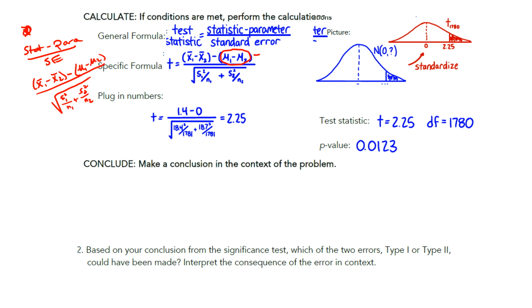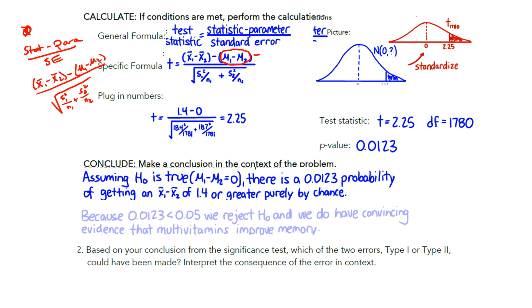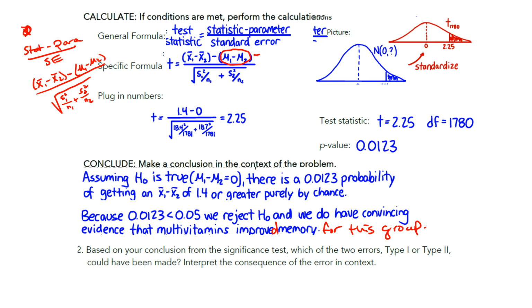So again, in conclusion, we're assuming the null is true. There's a p-value probability of getting a difference of 1.4 or greater purely by chance. And because 0.0123 is less than 0.05, we reject the null, and we do have convincing evidence that multivitamins improve memory. And it should be noted, improved memory for this group. We can't talk about that with anybody else since we did not randomly sample our 3,652 people.